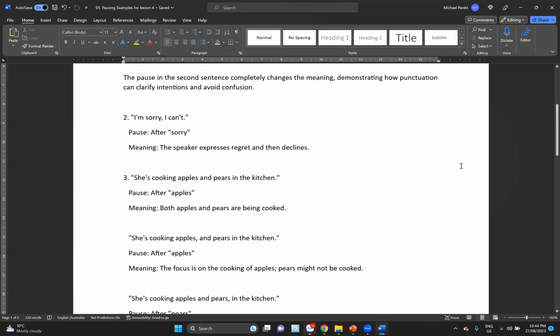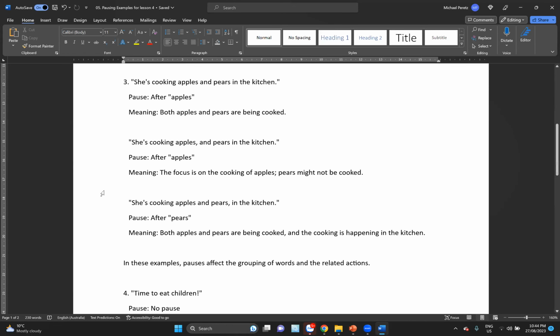Now, I'm going to call on Michael for this next one. Don't worry, there's no more family members to be eaten. So, Michael, can you please read number 2 here, please? She's cooking apples, and pears in the kitchen. Very good. So with the pause placed after the word apples that time, we're saying she's cooking apples and the pears are in the kitchen. So we're talking about 2 separate things there, cooking apples and then the location of the pears.